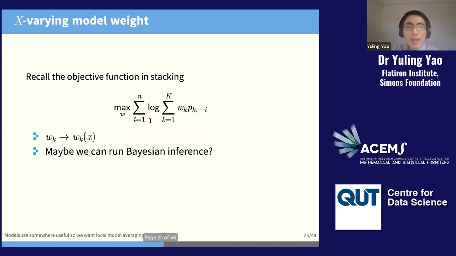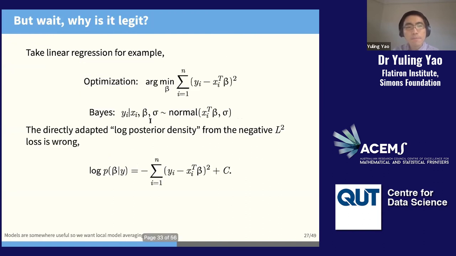But then you should ask why it is okay to translate this objective function into a log likelihood. It's not always correct, and it's not always trivial. For example, if you think about linear regression, there are two ways to do it. One is from optimization: we just do least squares, minimizing over beta the error y_i minus x_i beta. I think sometimes economists want this type of approach to linear regression because it makes no distributional assumption. You don't need a normal assumption. You just want least squares.